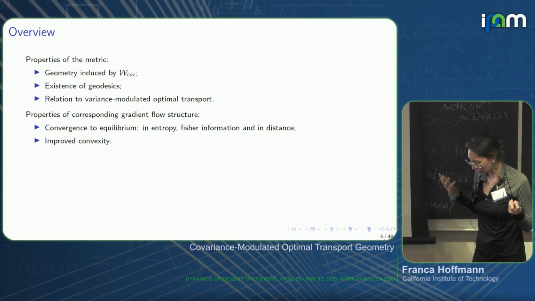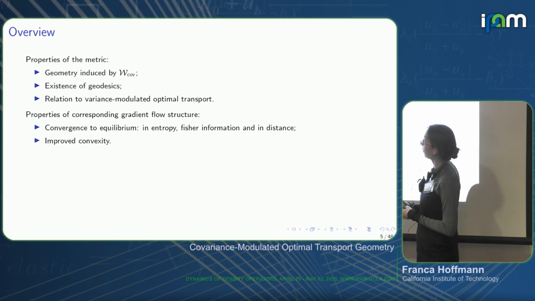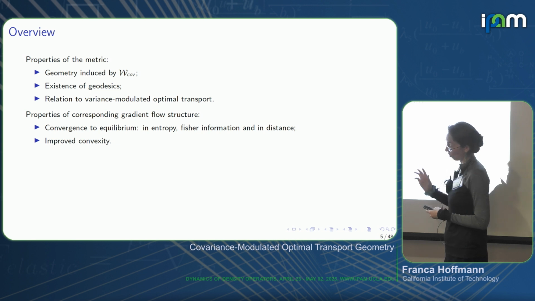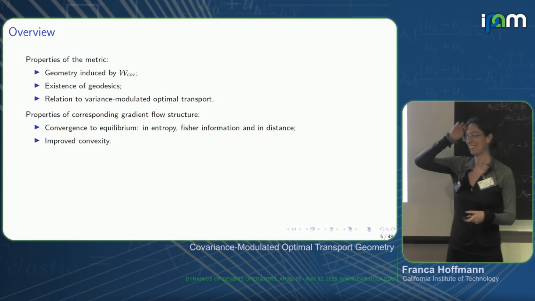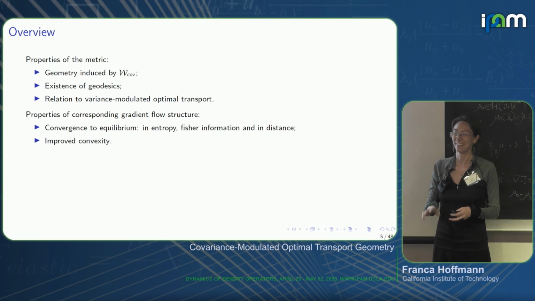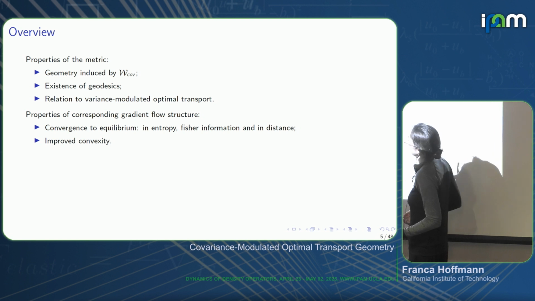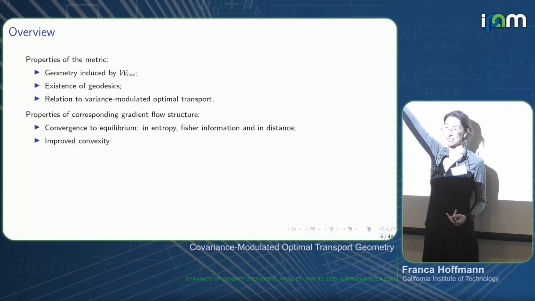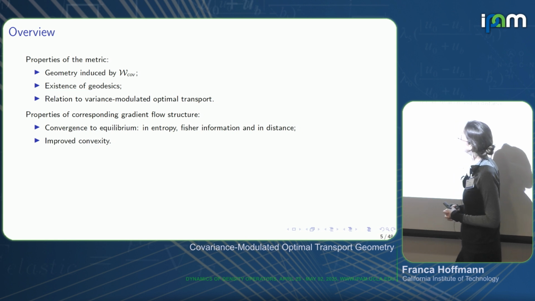OK, so here's sort of the wish list of what we would like to be able to do with this metric. We want to understand the geometry and show existence of geodesics. Earlier in the discussion, in Katie's talk, there was a comment that geodesics are one thing that should of course exist and are easy to show. Well, it's definitely not easy in this case. And actually, we're still not able to show it in general. So there's still an open question there today.